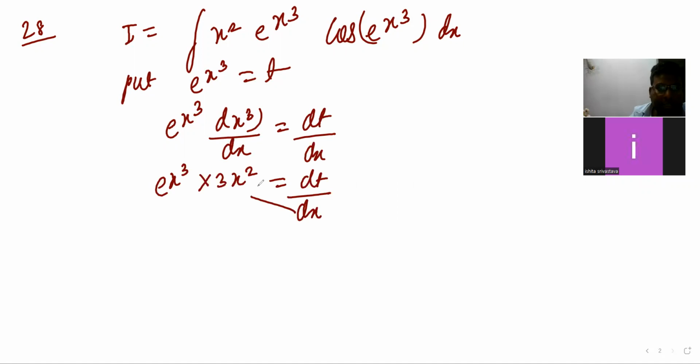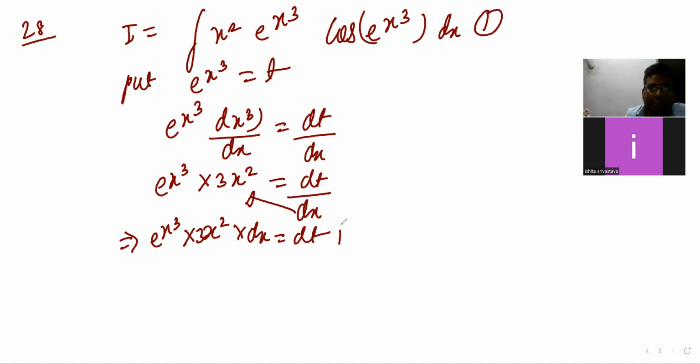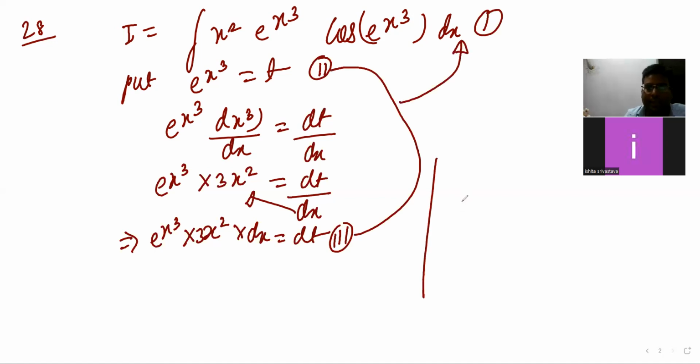Now take dx on this left hand side, then it will become e raised to x cube into 3x square into dx is equal to dt, right? So this is your equation 1 and this is your equation 2. So this is your 2 and this one is third. Put the value of second and third in the first. Then it will become integration I equal to. So instead of this, we can write what? Take 3 here on denominator.